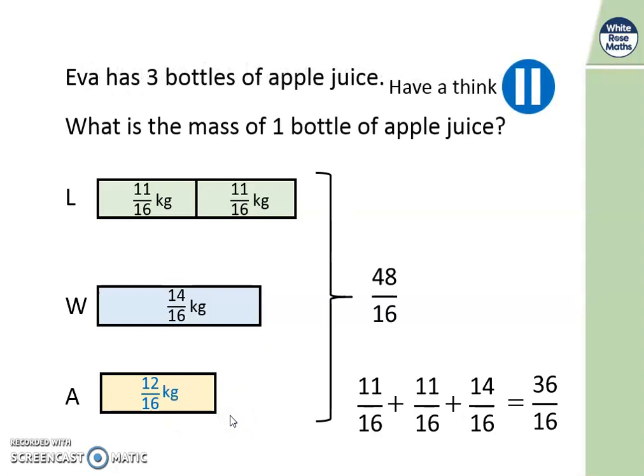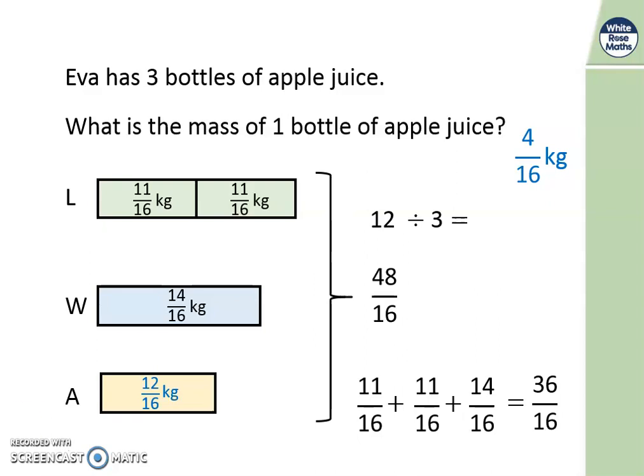It said Eva has 3 bottles of that apple juice. So I've got to split this bar into 3 pieces because that's how many she's got. So I split it down. I could do that 12 and divide it by 3 because 12 divided by 3 is 4. So that would be 4/16 for each 1 bottle of apple juice. And as an equivalent fraction, that's 1/4 of a kilogram. Let's move on.